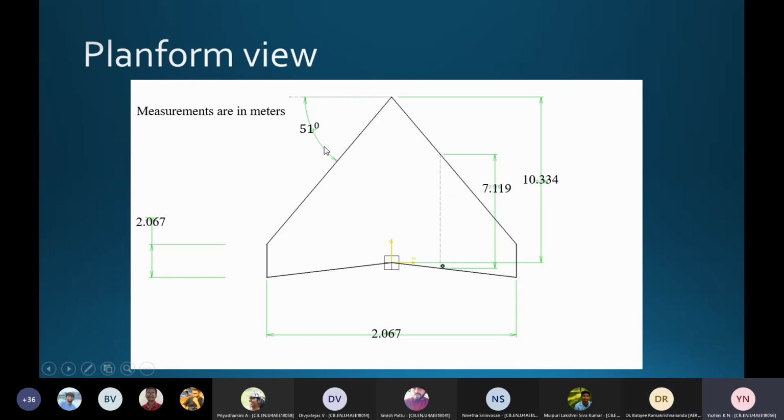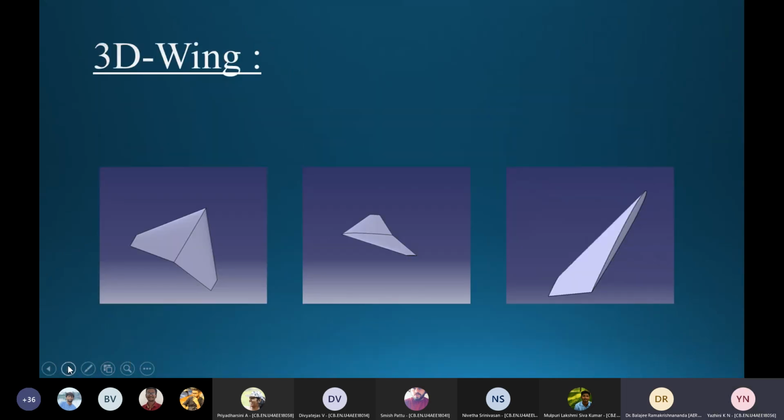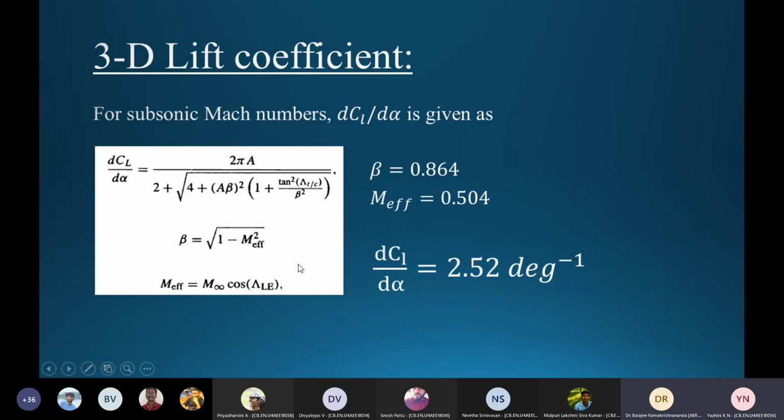This is our planform view. We found all these values like sweep angle and root chord. Fantastic. Good. Go to the next one. This is our 3D wing design, sir. 3D is not necessary at this point of time. Later, when you integrate with fuselage and all, it will be nice to have. Okay, sir. Right now, the planform view is good enough.